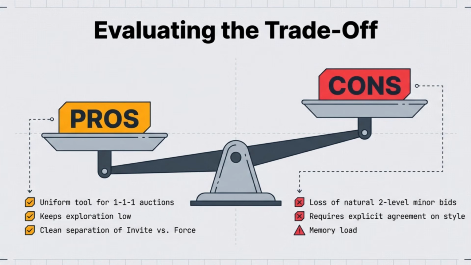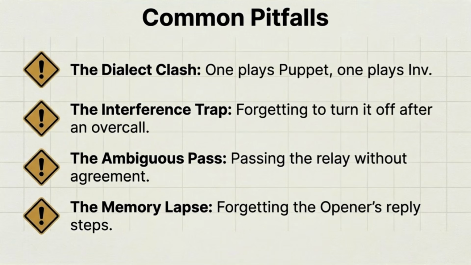So what's the trade-off? Well, you absolutely must have clear partnership agreements, and you do give up your ability to make natural 2-level minor suit bids in these specific spots. And to really make XYZ work for you, you've got to avoid these common pitfalls. And you might notice a theme here, right? Pretty much all of them come from not having that explicit discussion with your partner beforehand.